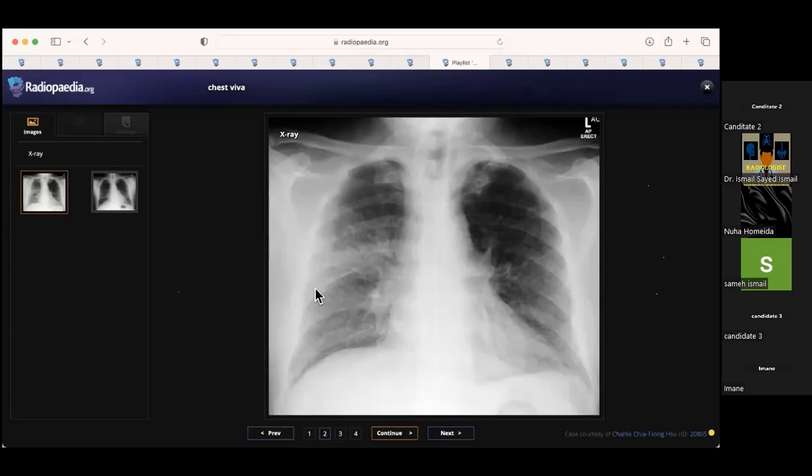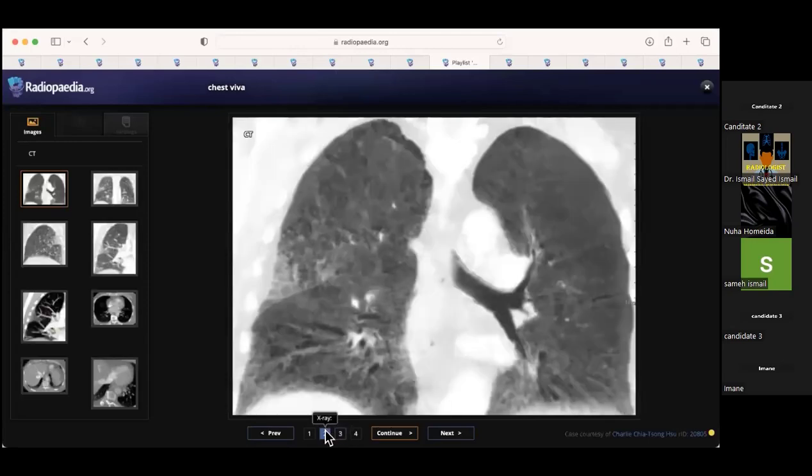Given this appearance, I'm thinking about interstitial lung disease, maybe usual interstitial pneumonia. Okay, in usual interstitial pneumonia, is the abnormality unilateral or bilateral? Bilateral. And here, is the abnormality unilateral or bilateral? I see it's bilateral, but it's more on the right side. Okay, yeah, so it is unilateral. Let me just give you the CT. So what's your differential here?